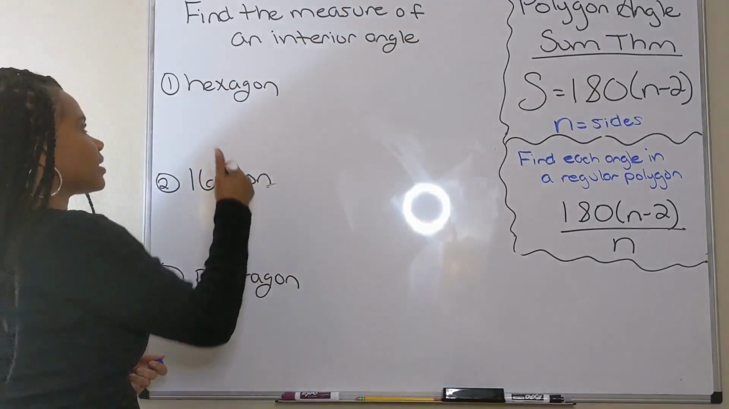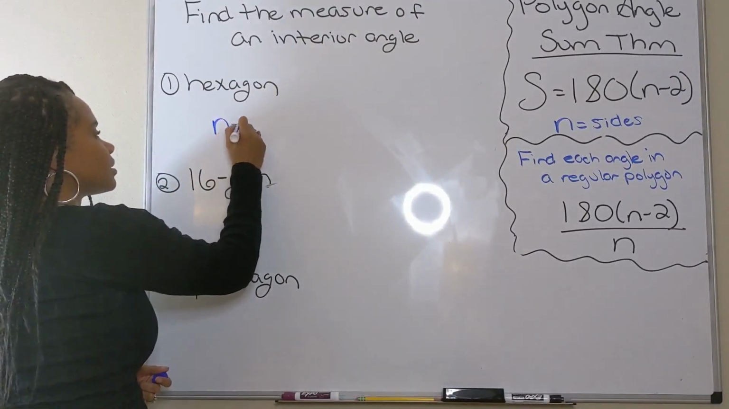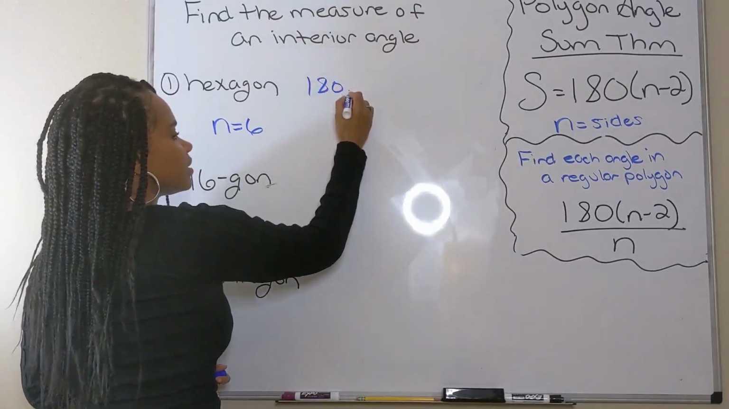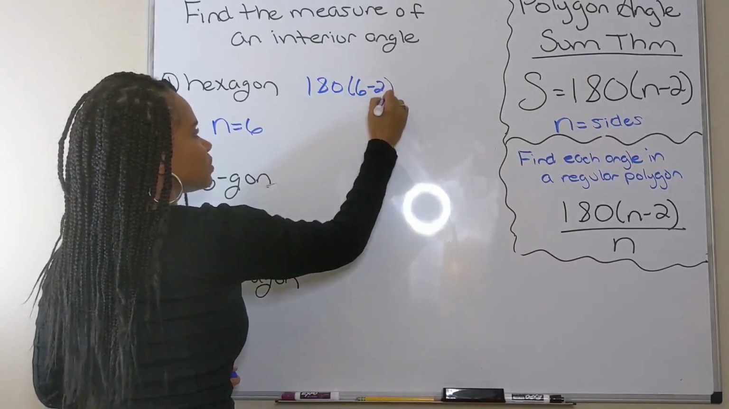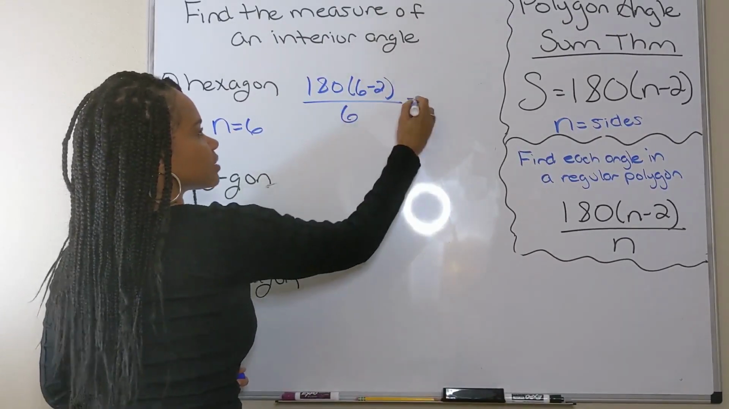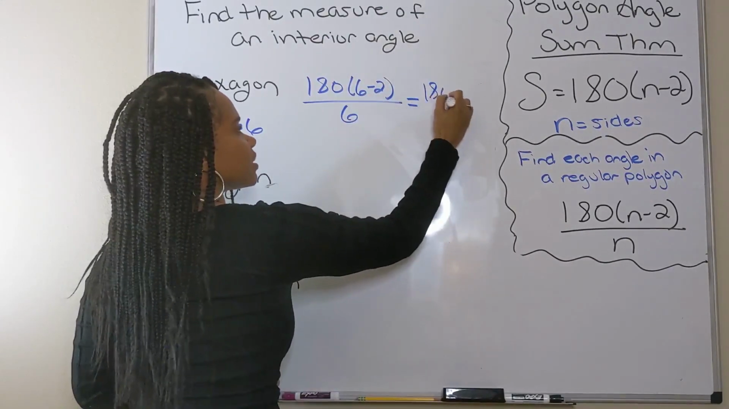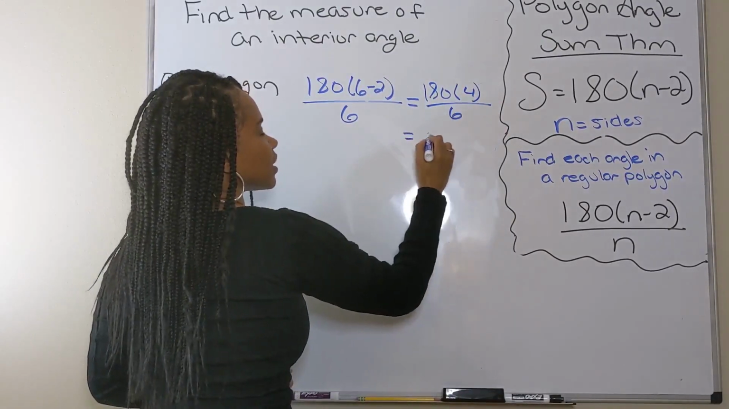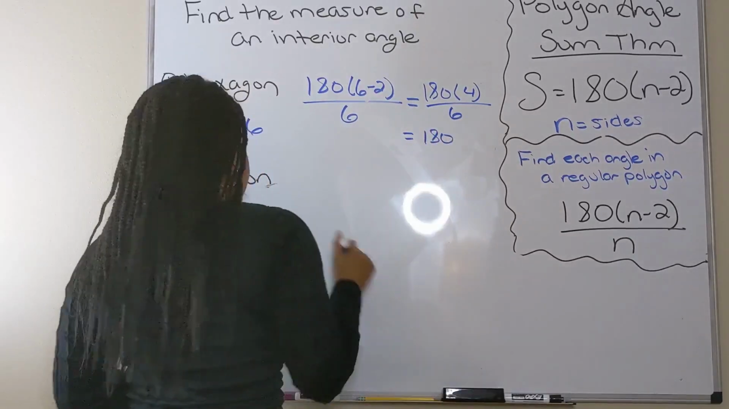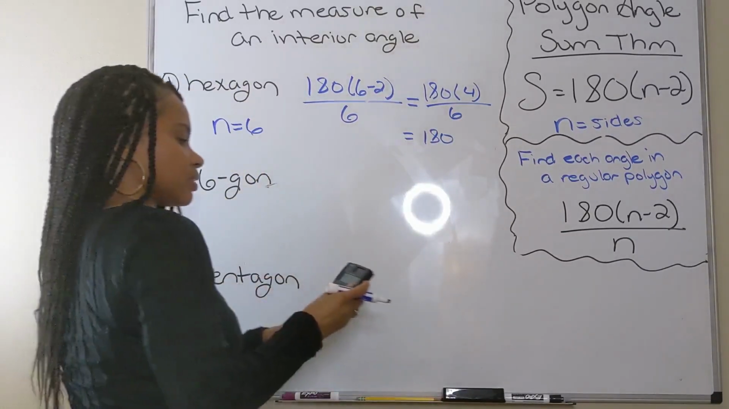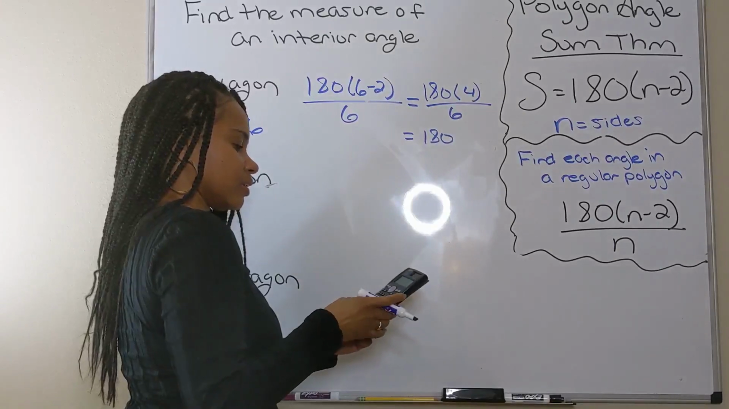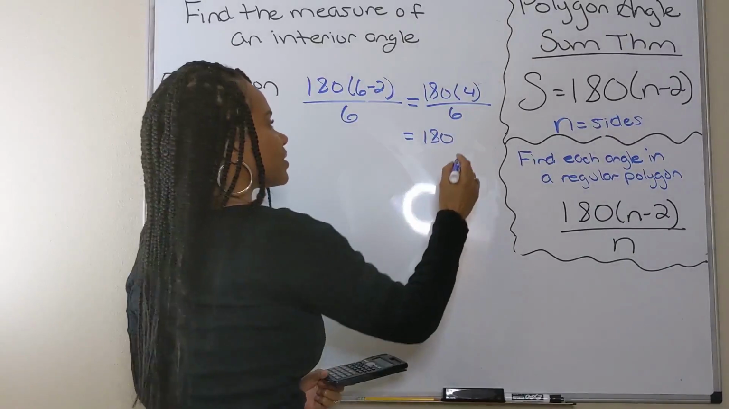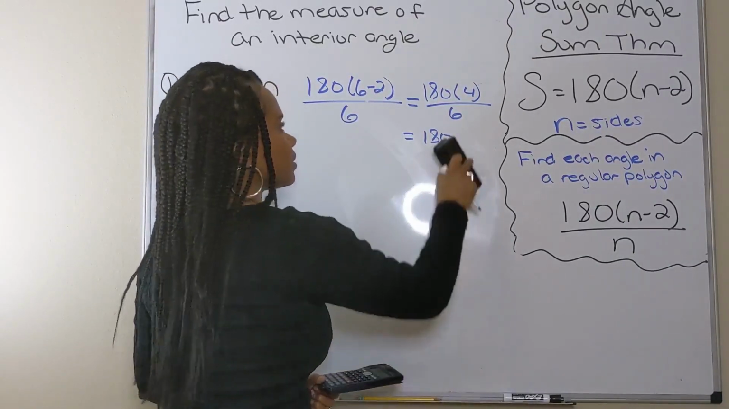A hexagon has 6 sides. So we're just going to take it and plug it in here. 180 times 6 minus 2, divided by 6. 180, 6 minus 2 is 4. And 180 times 4 is, I think it's 720, but I just want to make sure. It is 720. All right.